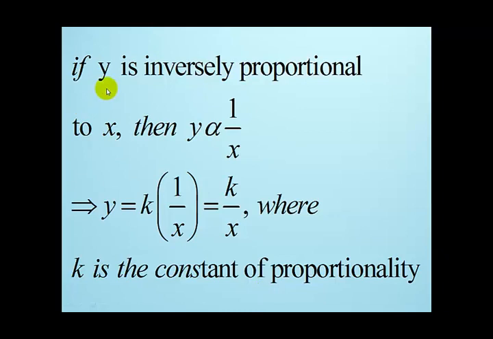Now, if y is inversely proportional to x, then it means that y varies as 1 over x. That is inverse variation. When we introduce the constant of proportionality k, the variation sign changes to equal to. So we have y equals k times 1 over x, and k times 1 over x gives us k over x, because k times 1 is k divided by x. So y is equal to k over x, where k is the constant of proportionality.